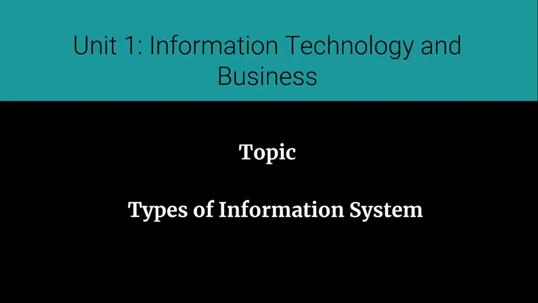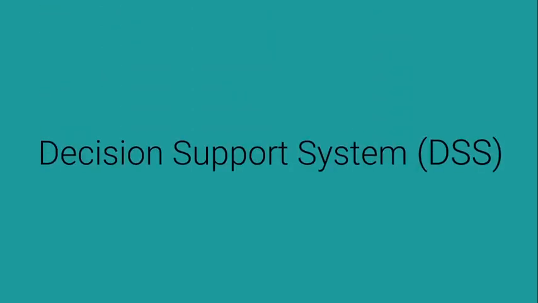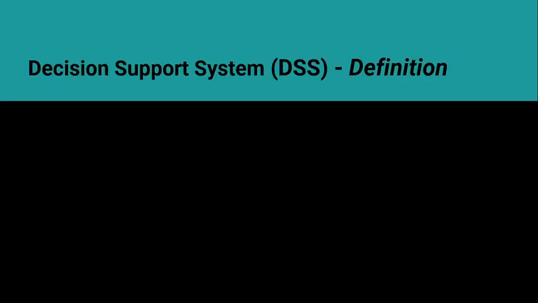In today's class we are going to continue with unit 1, that is information technology and business. The topic for today's class is types of information system. Under this, today we are going to cover another important type of information system, that is decision support system or DSS. So let us start the class.